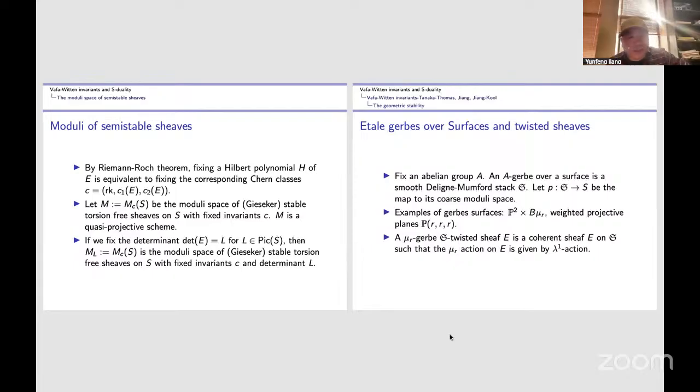sheaves on S with fixed invariant Chern classes. It means you fix ch_0, which is the rank, sorry, not c_0, ch_0. Take the Chern character of the sheaf: ch_0 is the rank, and ch_1, ch_2 are related to the first and second Chern classes of the torsion-free sheaf. And here we go even further. We want to fix the determinant. Fixing the determinant L means the structure group of our bundle, because I fix the determinant, the structure group of the torsion-free sheaf or vector bundle will become SL_R, supposing the rank is R.